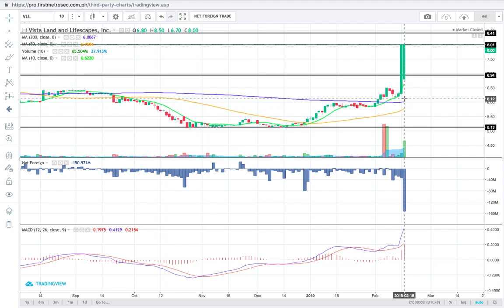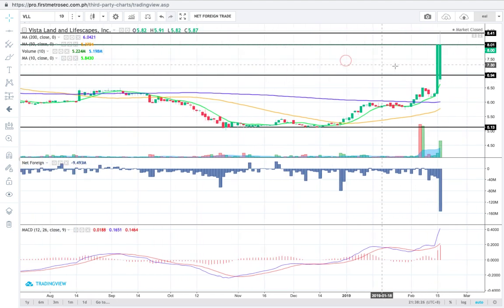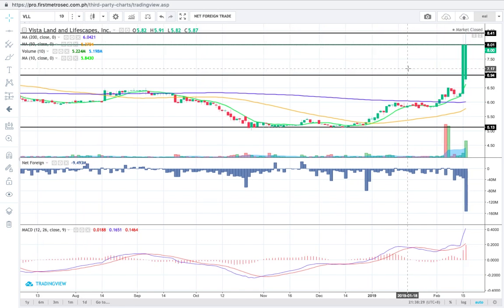If VLL continues to go up, then you can use the money that you got from selling a few shares today or maybe the other day, last week, to buy up on VLL. But that's a conditional statement. If the bullish momentum continues, then you can try to buy up a few more shares on VLL.